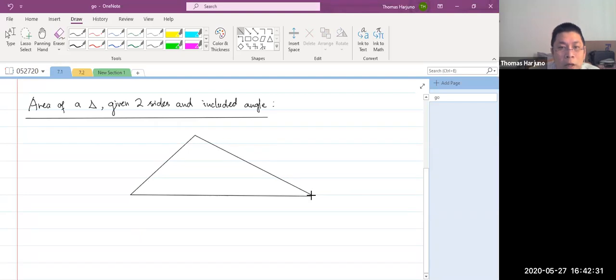So let's say I have a random triangle. And in this random triangle, I know vertex A. And let's call this B. So this is side b. If this is C, then this is side c. Okay. Now we know that the area of this triangle is equal to 1/2 times base times height.